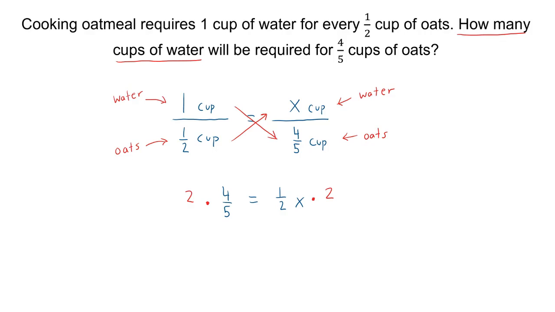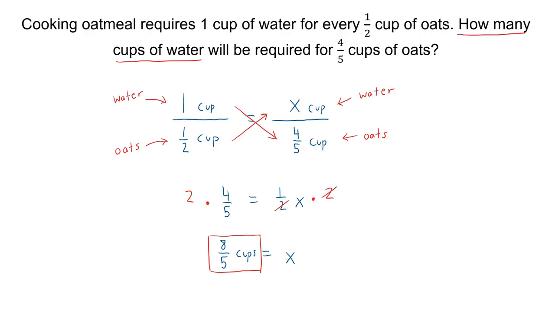Multiply both sides of the equation by 2. On the left, 4/5 times 2 gives us 8/5. And on the right, 1/2 x times 2 gives us x. So we find that x is equal to 8/5. Now remember, x was the number of cups of water that we would need to mix with 4/5 of a cup of oats. So here, x is in cups. So we would need 8/5 cups of water to mix with 4/5 of a cup of oats.